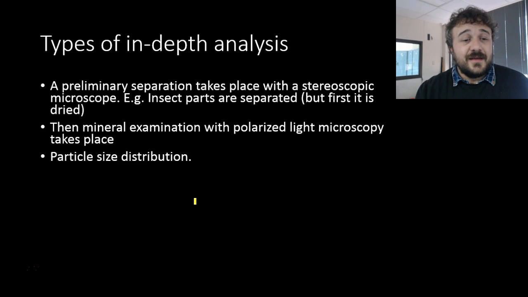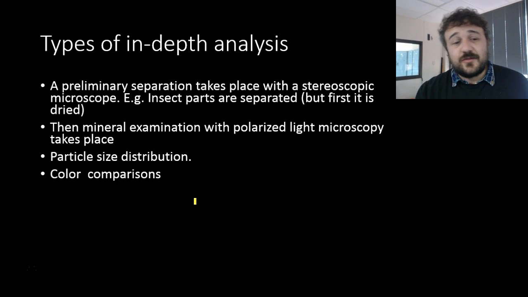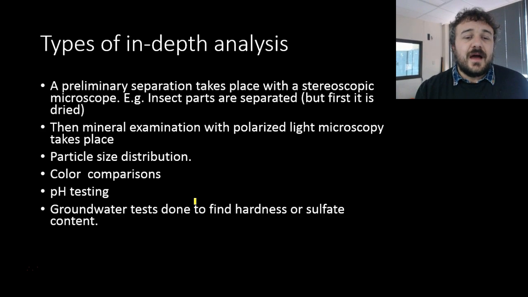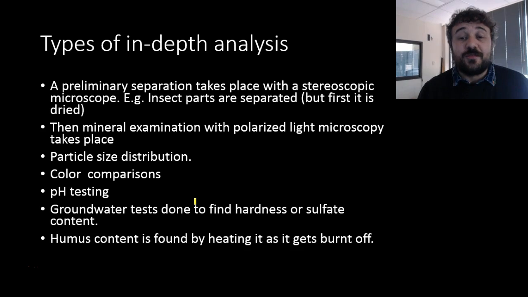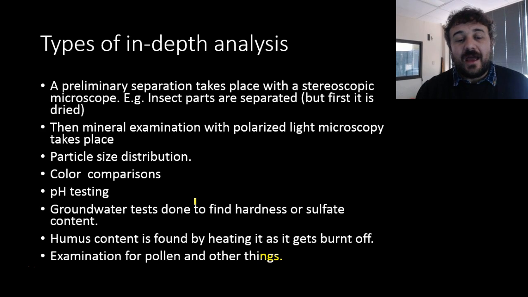It's also really pretty. We then look at particle size distribution, color comparisons. We can do pH testing, but we're starting into destructive testing now. Groundwater tests can be done to find the hardness or sulfate content from where the soil comes from and then compare it to the soil itself. We can find humus by just directly heating it and it'll start to burn. So that's cool. And we can examine pollen and other things.